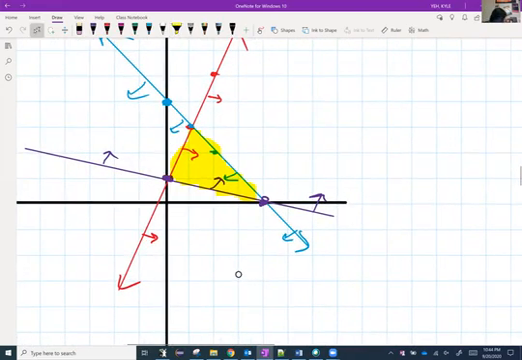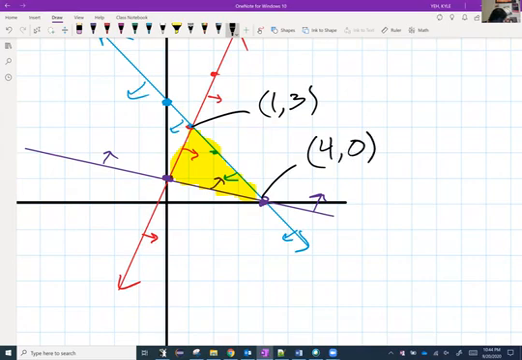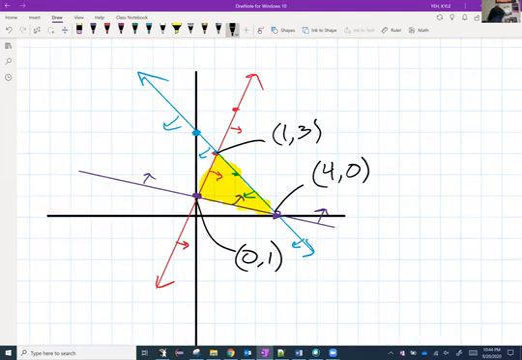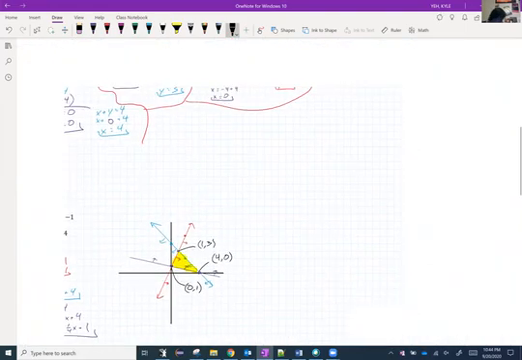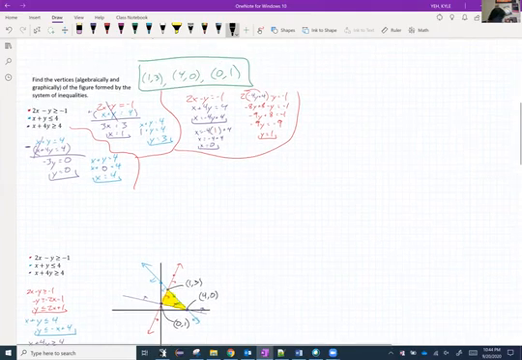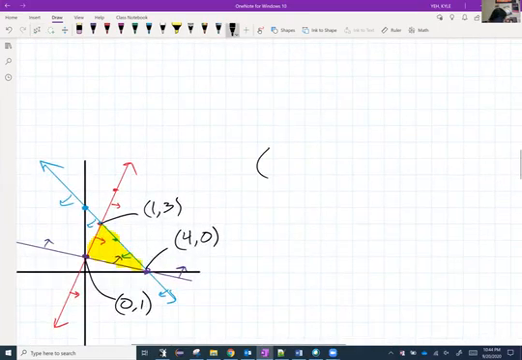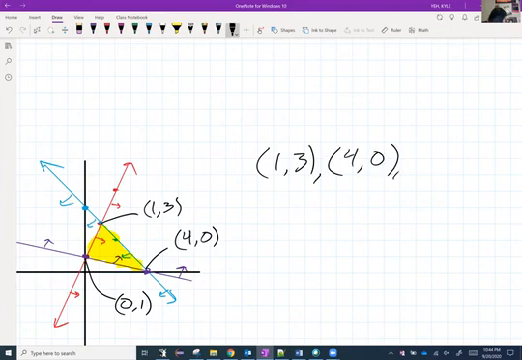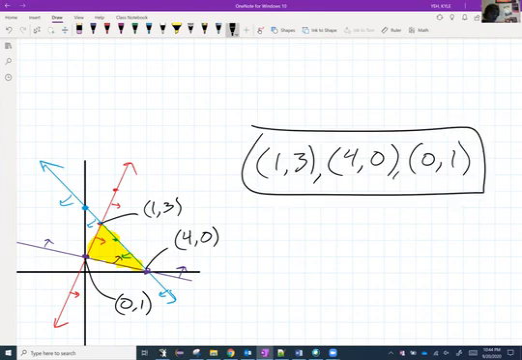But the question wasn't actually to graph it. The question was, what are the vertices? So we can see that this vertex is (1, 3). This vertex looks like (4, 0), and (0, 1). And so (1, 3), (4, 0), (0, 1). That's exactly what we had gotten above when we had solved this system of inequalities algebraically.